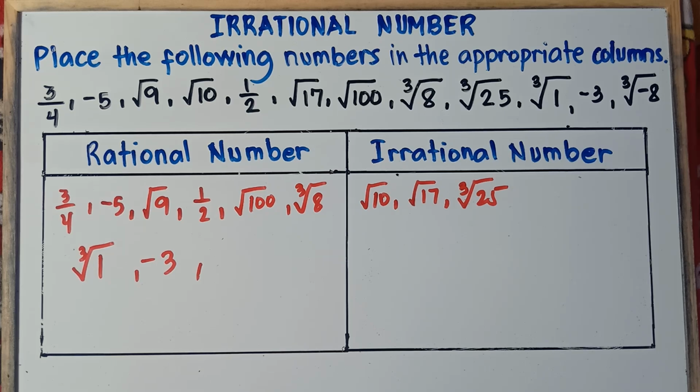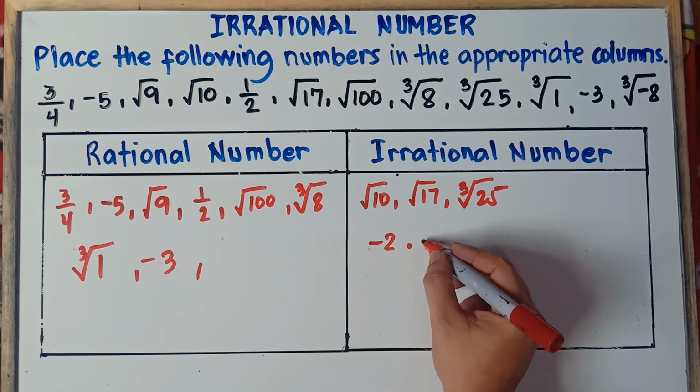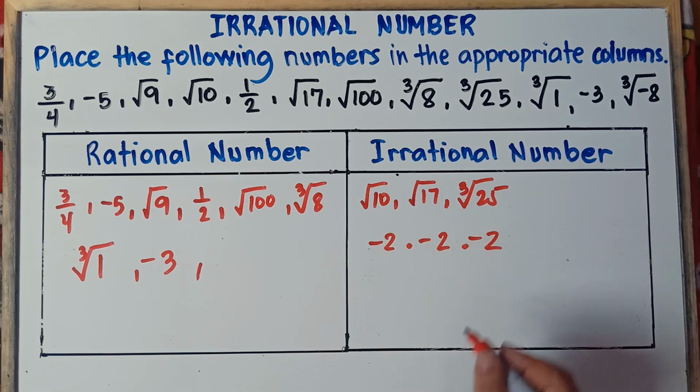So let's check cube root of negative 8. Is there a number that when you multiply it by itself 3 times, you will get negative 8? Yep, there's a number, that would be negative 2. Negative 2 times negative 2 times negative 2. If we multiply negative 2 by itself 3 times, we will get negative 8.